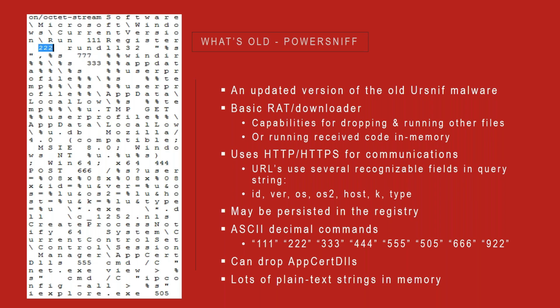If you look closely, you can see the URL pattern, and the different commands like 444, 333, 666. You can see some HTTP verbs and various paths which are used in memory. These are things you can use to get signatures. You can scan the memory with Yara, and so it's relatively easy to identify PoSlurp and some of the other Sniff variants using those strings.